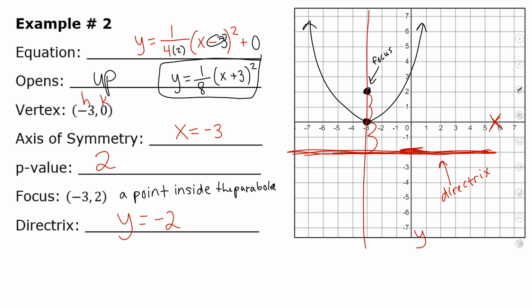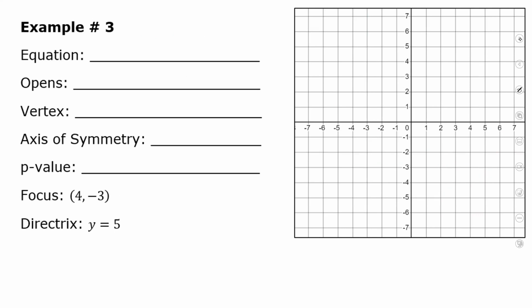All right. Now we're going to try the next example. Okay, next example. This is what they gave us. They gave us the focus, which is 4, -3. So go ahead and go to 4 and -3, plot a point. This is the focus. Please label it. And then they said the directrix is the line y equals 5.